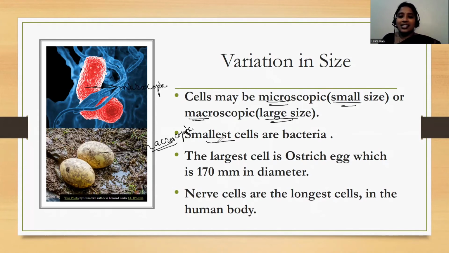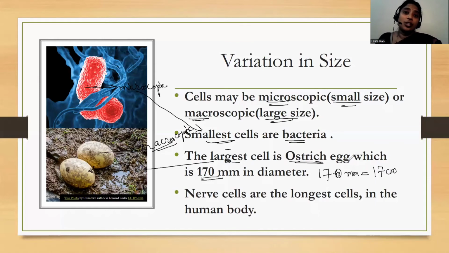The smallest cells are the cells of bacteria. And the largest cell is that of the ostrich egg. The size of the ostrich egg is 170 millimeters in diameter. That much big. 170 millimeters means 17 centimeters in diameter. So that is the diameter of the ostrich egg.